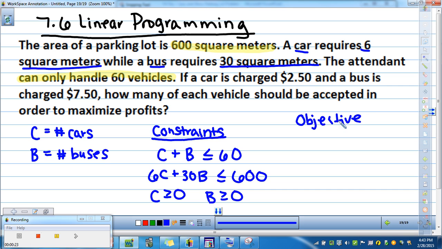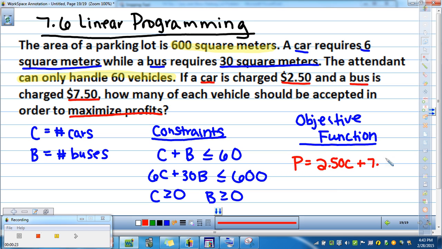Next, we're going to write our objective function. The objective, or the goal, is to maximize profits. So we're going to look at information that has to do with the amount of money. Cars are charged $2.50 and a bus is charged $7.50. So the objective function, P for profit, is 250C plus 750B.